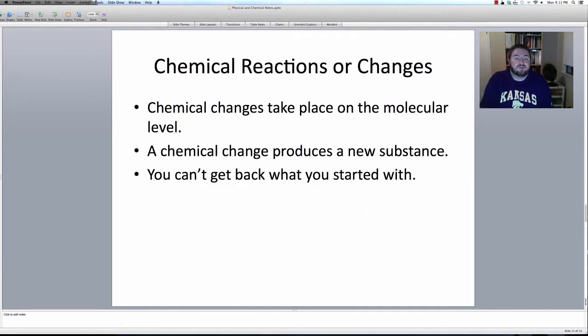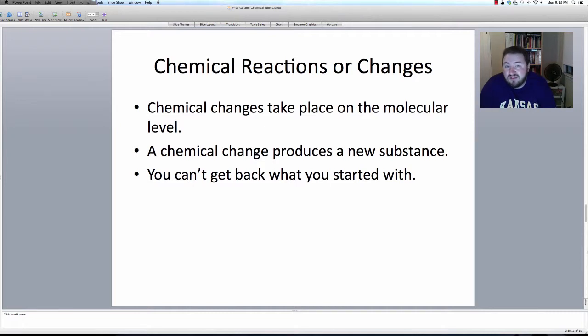So chemical reactions are changes. They take place on the molecular level. We're talking about atoms and molecules unhooking and recombining in new ways. A chemical change produces a new substance. We have the same atoms we started with, but they're rearranged and hooked together in a different way, creating a new chemical substance. And you can't get back what you started with.